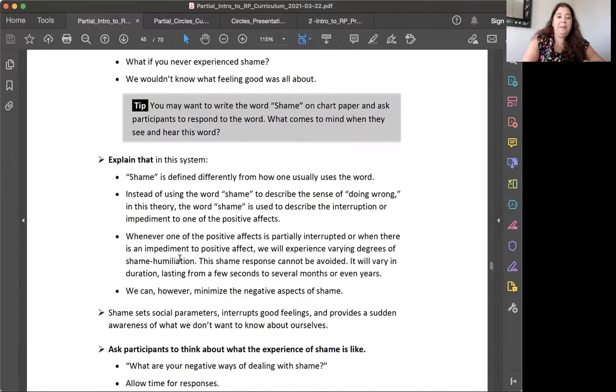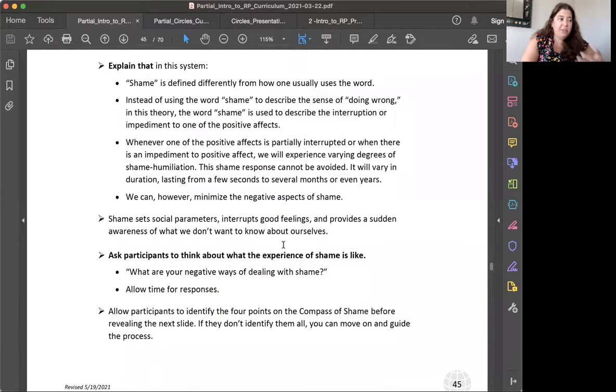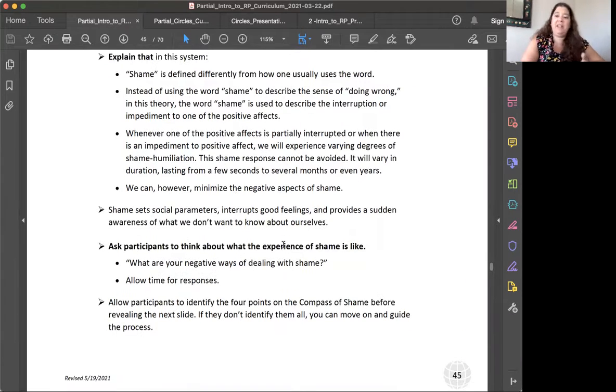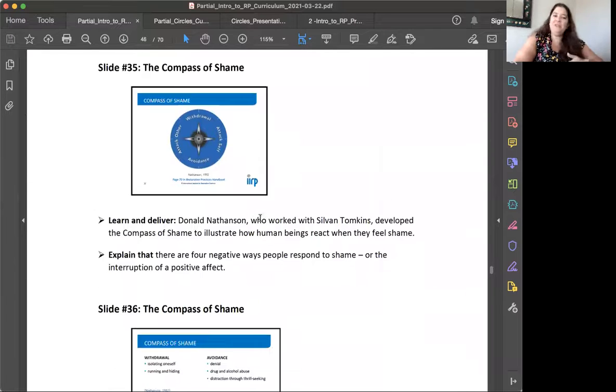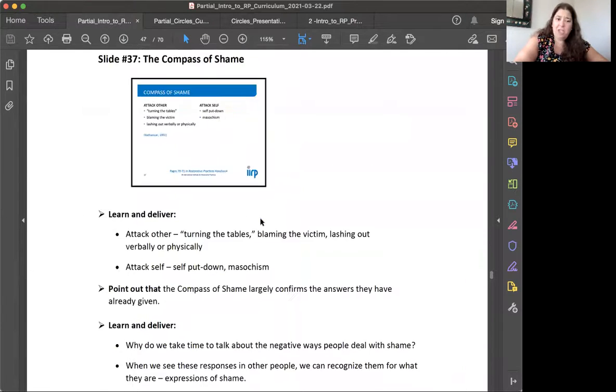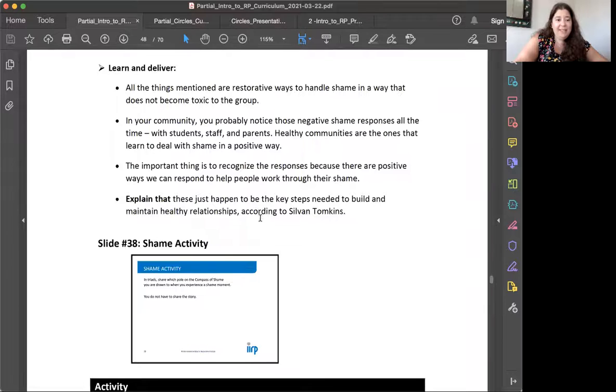It also explains, John Braithwaite, a criminologist from Australia, would talk about this, why victims of crime feel shame when they haven't done anything wrong, because Tomkins' theory is that this is an interruption or an impediment to positive affect. So again, read through the script, read through the additional resources. This is a great section to really dig into and explore the theory, and to give folks an opportunity to sit with this and figure out how it fits for them. So then we move through, again, the compass of shame. There are a few activities in here.